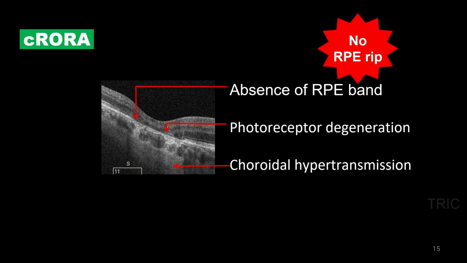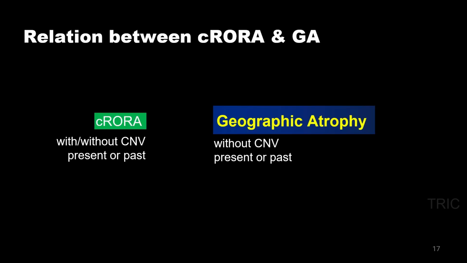The two vital points which we need to keep in mind are that the loss of RPE in cRORA must not be related to an RPE rip. And cRORA by definition may have adjacent choroidal neovascularization also. The CAM group does not suggest to completely do away with the term geographic atrophy. Rather, it identifies GA in terms of cRORA.